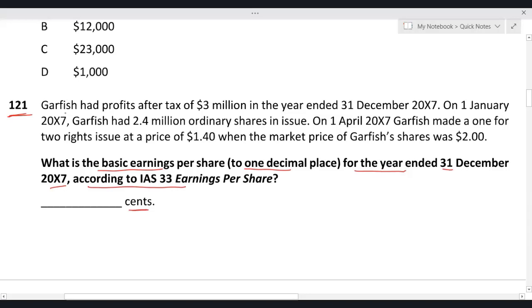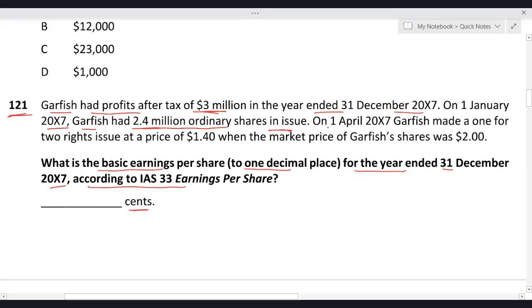Instead of Car Fish, it is Garfish. Garfish had profits after tax of 3 million in the year ended 31st November X7, this is the year end. On 1st January X7, Garfish had 2.4 million ordinary shares in issue. So at the start of the accounting period, they had 2.4 million ordinary shares in issue.